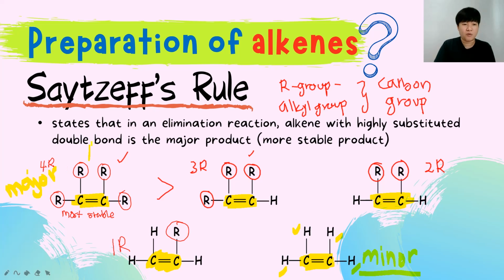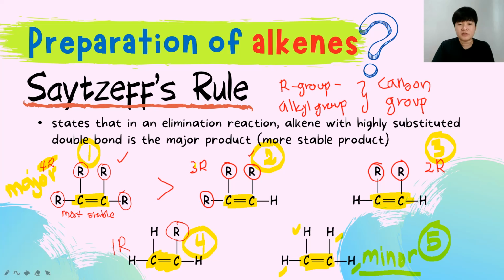That is the number 1 major. That is your number 2 major. That is your number 3 major. Number 4. And this is the least major. That is your minor. Because of the number of R groups: you have 4 R group, 3 R group, 2 R group, and 1 R group. So the more R groups, the more stable it is. That will definitely be your major product, and that is what Saytzeff is trying to say.